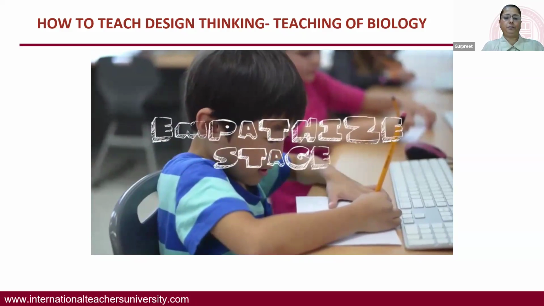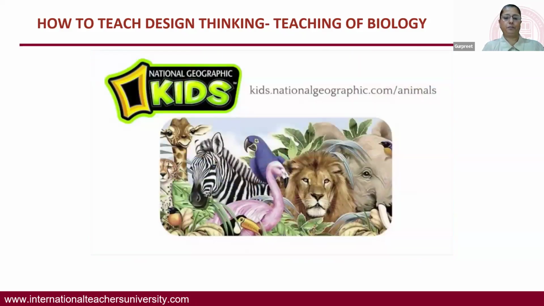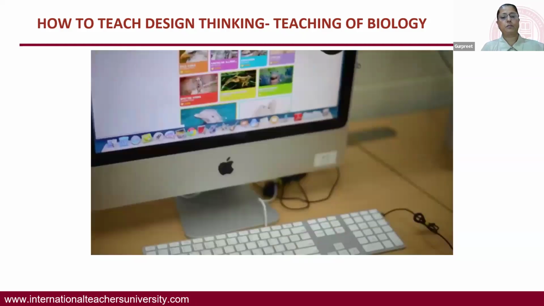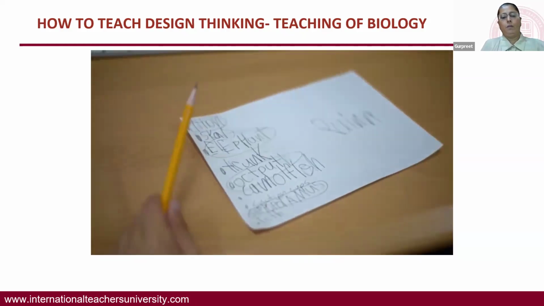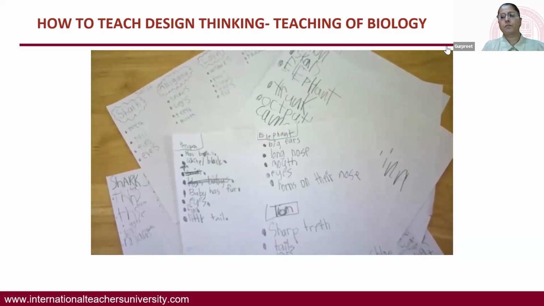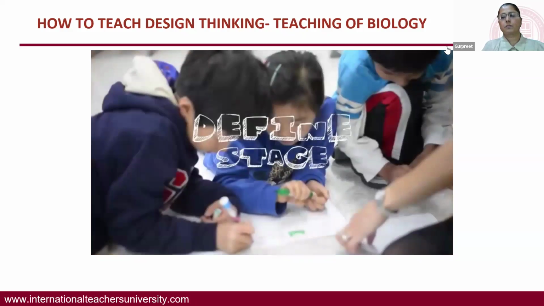In the empathize stage, students used the Kids National Geographic website to gain a deeper understanding of their subjects, looking up numerous animals, observing their unique external parts, and trying to figure out their functionality. They jotted down all the external parts they found on the website.